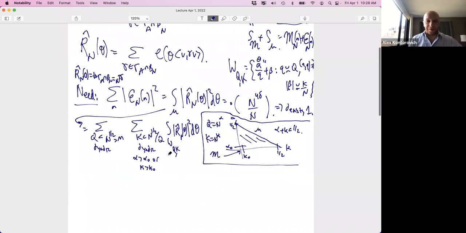This is what we need to estimate. Now, what is the size of WQK itself? In other words, it's a bunch of intervals, right? WQK is a bunch of intervals. What is the total length of those intervals, roughly? Let's do it really roughly.